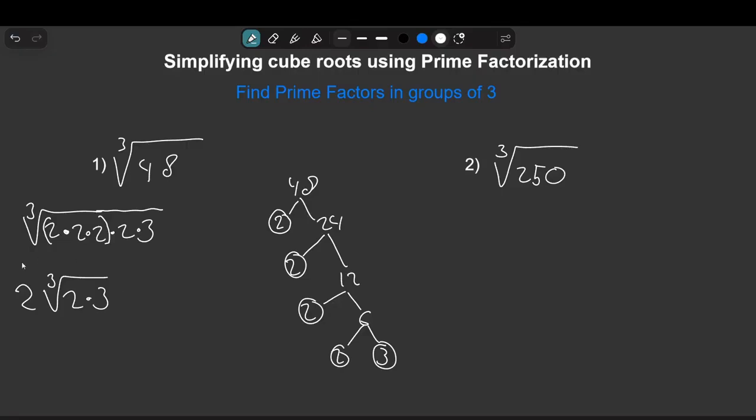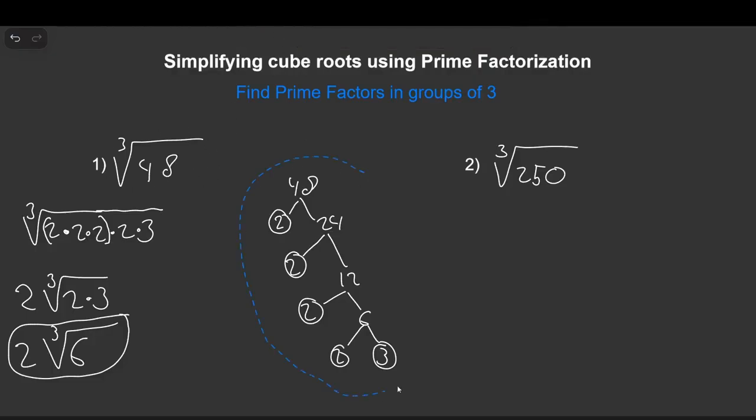So now we have this, we can't simplify it anymore, so let's start multiplying. We have 2 times the cube root of 2 times 3, and we can just multiply the 2 times the 3. So we end up with 6. So our final answer will be 2 times the cube root of 6. This is our final answer for the first example of simplifying cube roots using prime factorization.